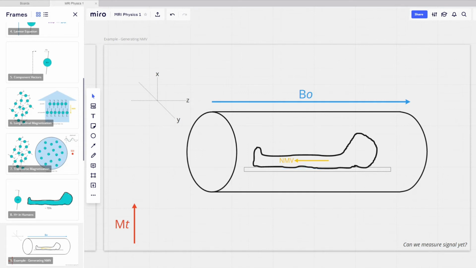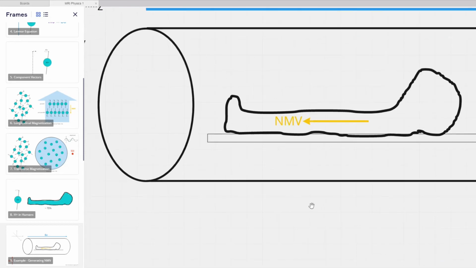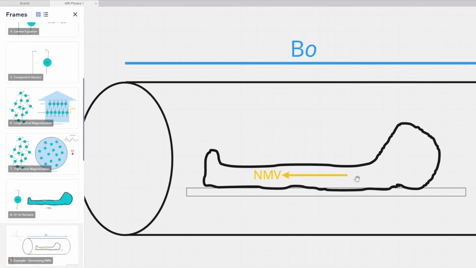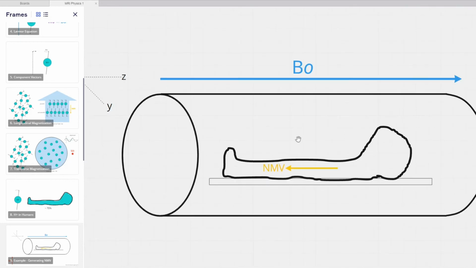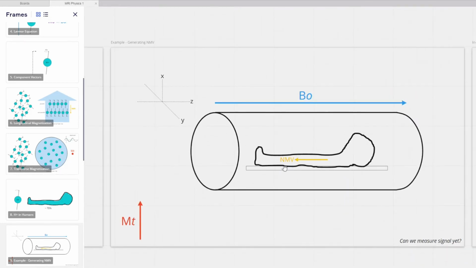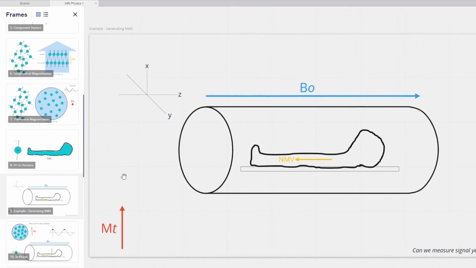So what actually happens is, when we slide this person in, for every 10,000 protons that align pointing this direction towards the head, there's 10,006 pointing towards the feet. So your net magnetization is something on the order of 6 out of 10,000. So very small. Okay. And in the presence of this, you're not going to detect that kind of a difference.